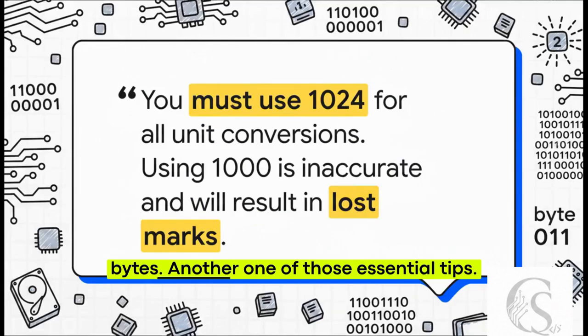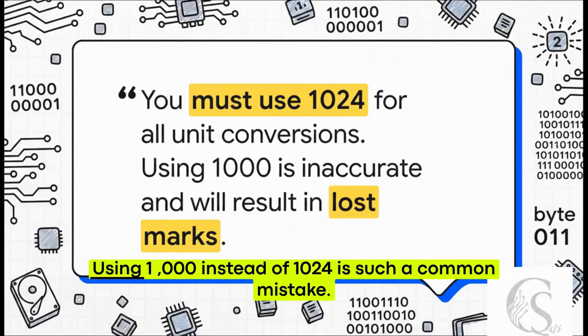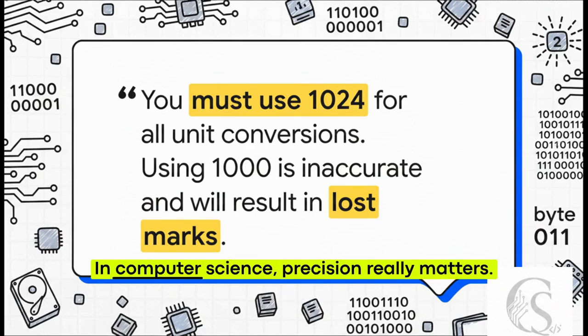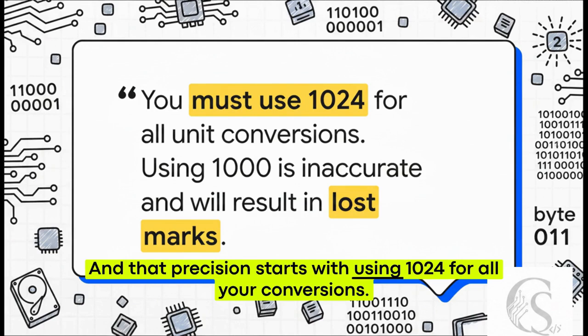And here's another one of those essential tips. Using 1,000 instead of 1024 is such a common mistake. In computer science, precision really matters. And that precision starts with using 1024 for all your conversions.